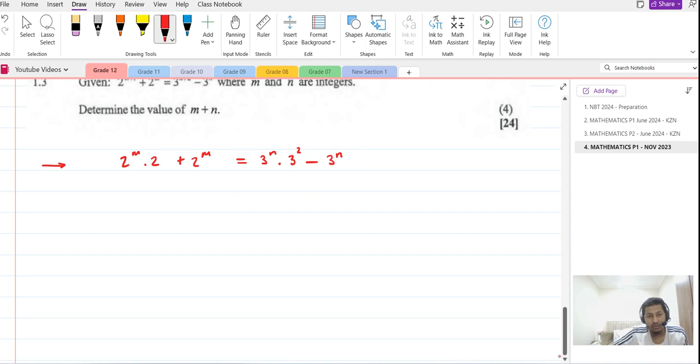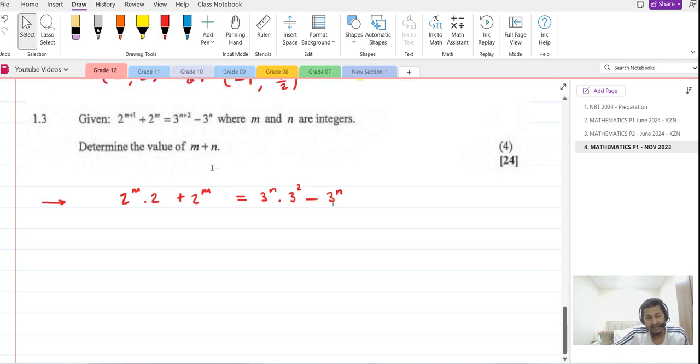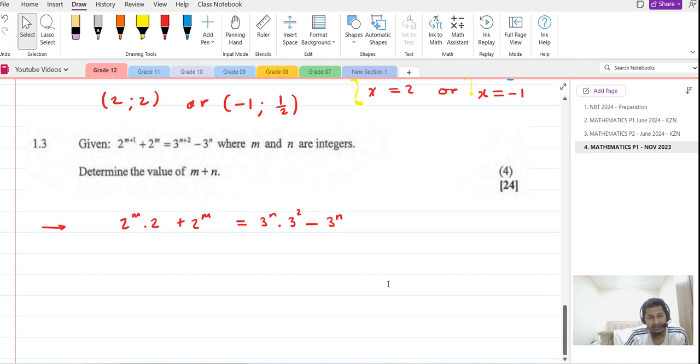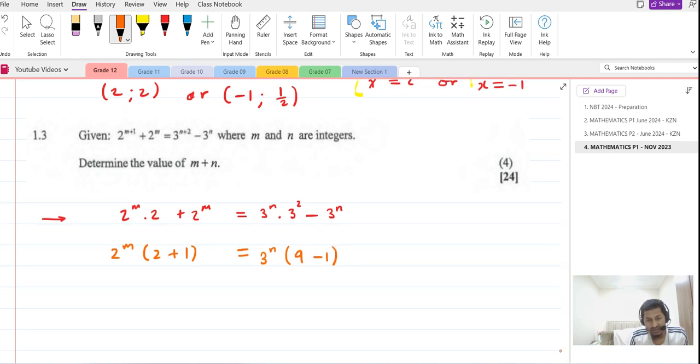Now, to find the value of m plus n. M and n are integers. Alright, so we have 2 to the power m. I can take out as a common factor. I'm left with 2 plus 1. And on this side, if I take out 3 to the power n as a common factor, I'm left with 9, 3 squared is 9, minus 1. Okay? So what we have here is 2 to the power m times 3 is equal to 3 to the power n times 8.